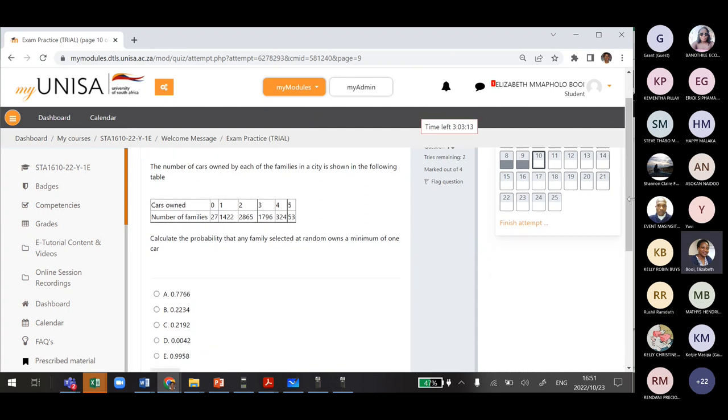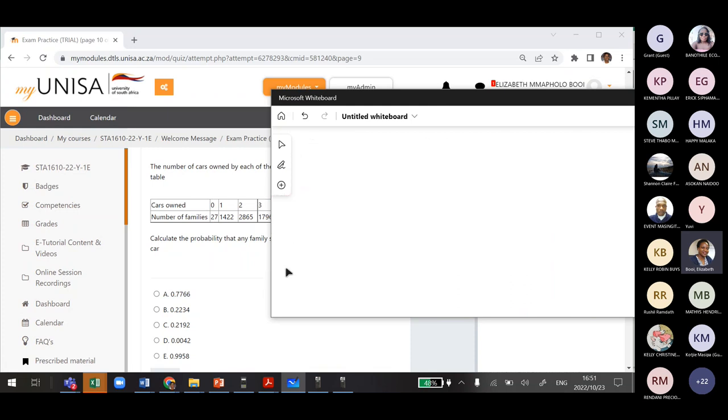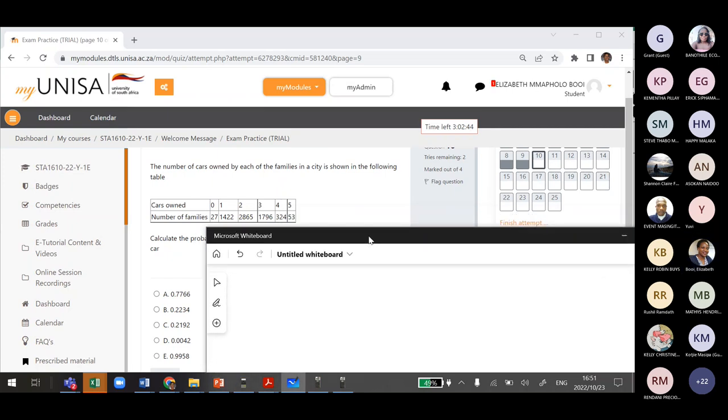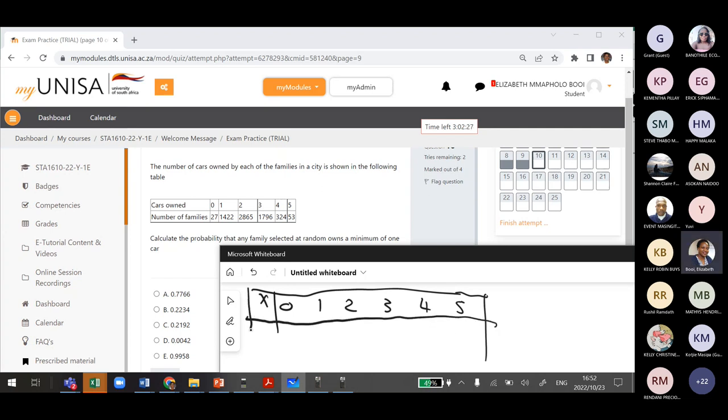The number of cars owned by each of the families in the city is shown in the following table. So we are given a table with the number of cars owned as our X value. The number of families are our frequencies. What they didn't give you is the probabilities. You will need to calculate the probability of each and every one of them. So what we suggest is your X will be given by 0, 1, 2, 3, 4, 5 in our table, and you will just need to calculate the probabilities. In the exam, you don't have time to calculate all the probabilities. Go and look at what the question is asking you, and only calculate those events that they are asking you to calculate.